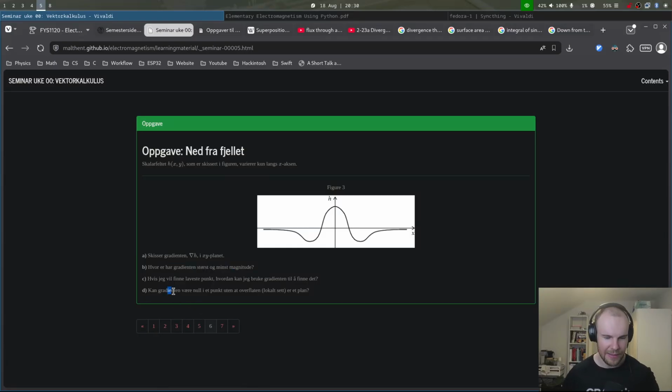Can the gradient be 0 in a point without the surface locally being a plane? Yeah, we know that from last semester. It's called a saddle point, right? Where you get that in the saddle direction and it goes like this, but you have a curve that goes like this. You know what I mean. Saddle point. Just search it up. Okay.